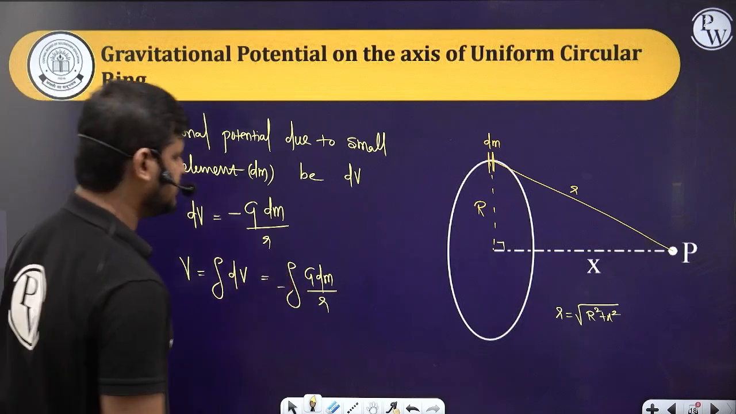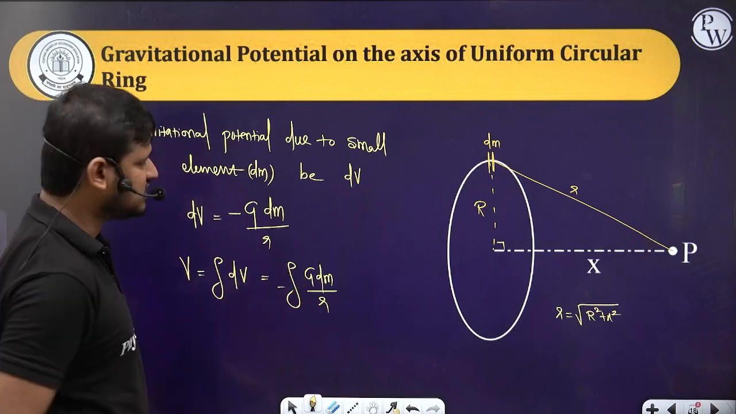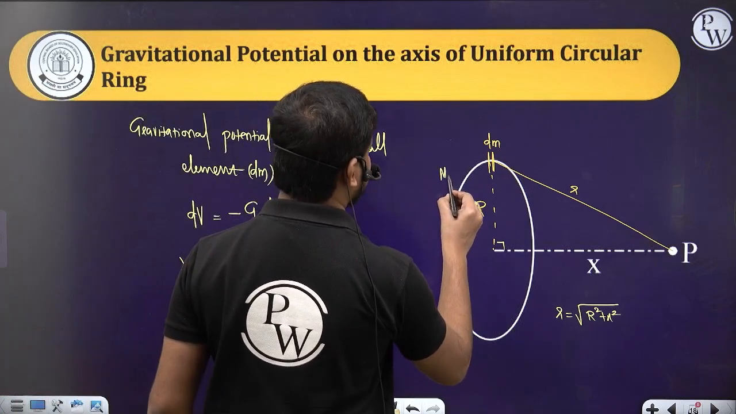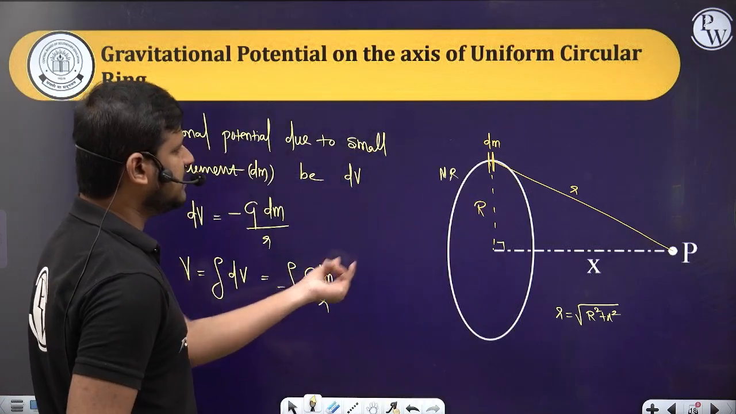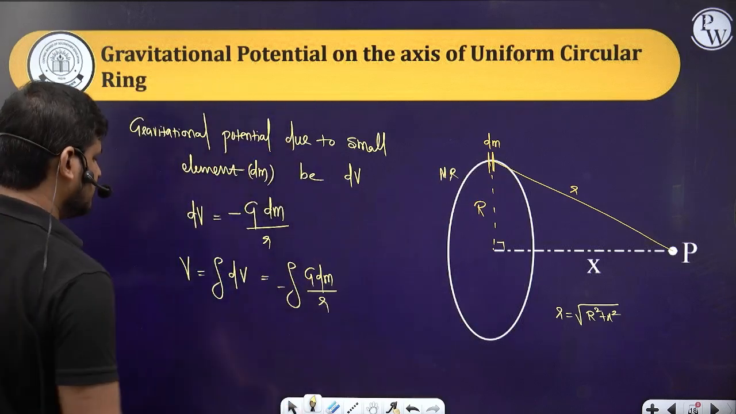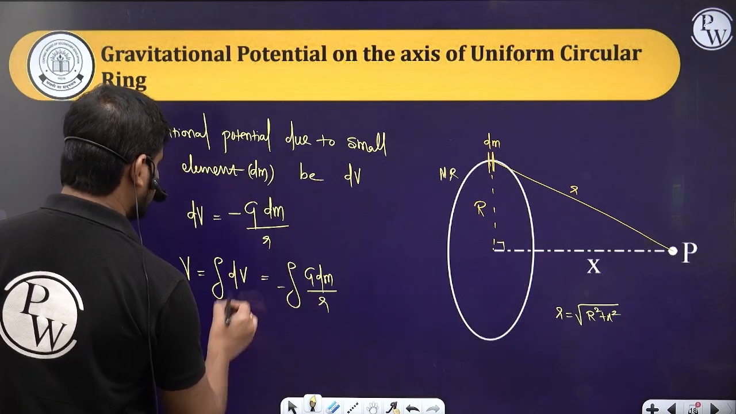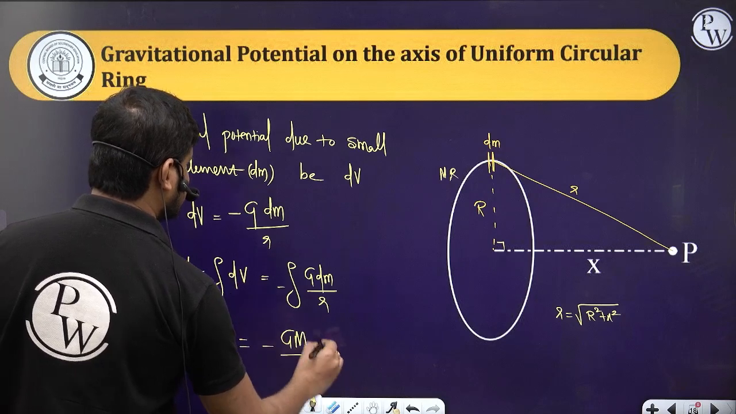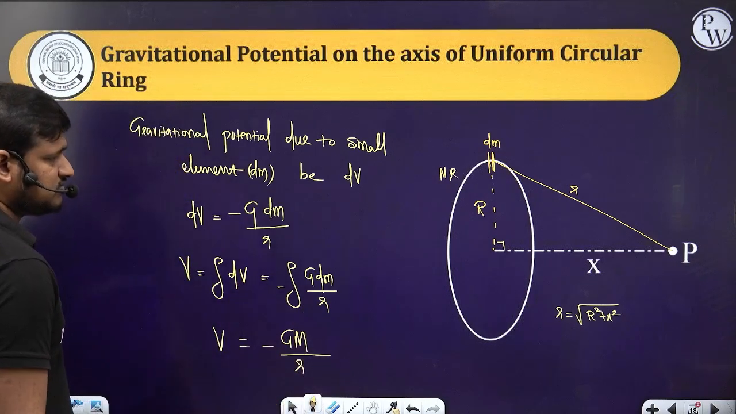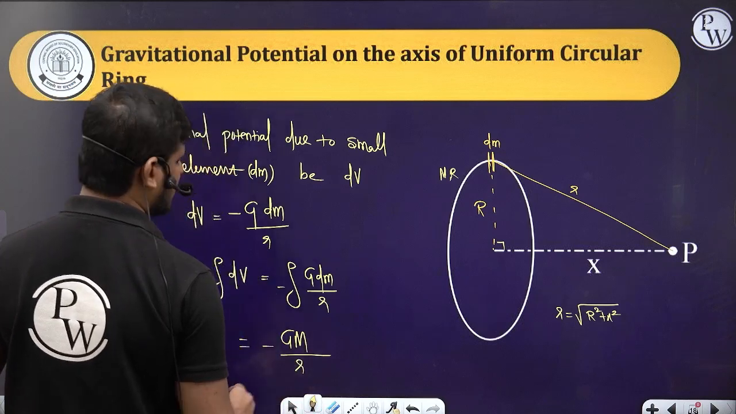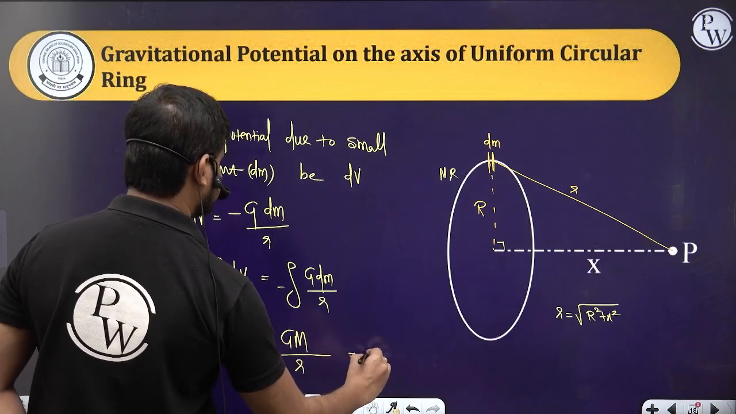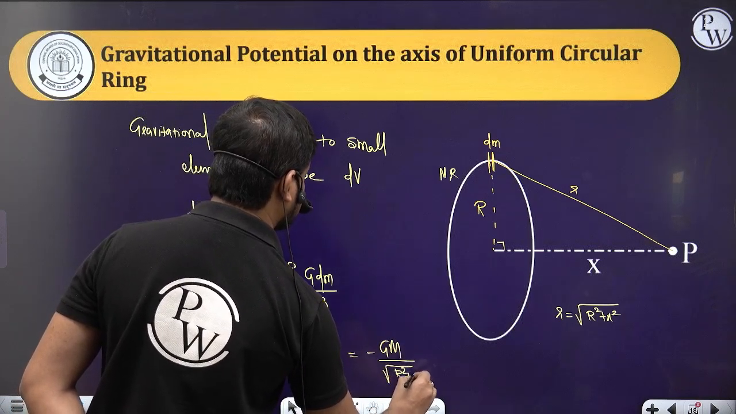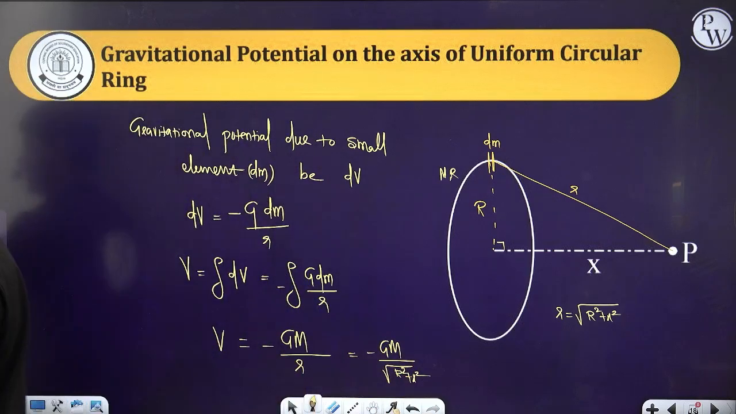So G is a constant, and what is the total mass GM we can write? The total mass is going to be, let this ring have some mass M and radius R. So if you add all the G dm, the total mass of the ring, we can write from here, the integration of dV is V, that net potential is equal to minus GM by r, the distance r, right? So from here, what we can write? Minus GM, so what is r here? So square root of R square plus x square. Done. Understood guys? Clear? Chalo.